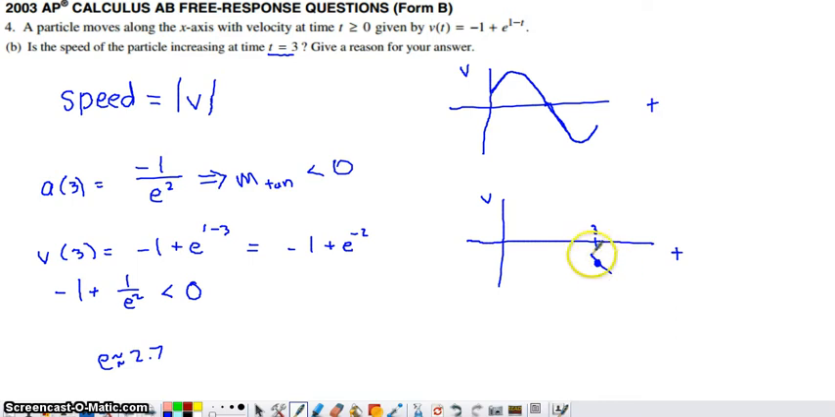And on this little piece of the graph, isn't velocity getting further from 0, further from the t-axis? So because of that, our speed is increasing. So is the speed of the particle increasing? Yes. And I'm not going to take the time to write out the reason, but the reason is that the velocity graph is moving further from 0 at that t-value. And it has to do with both velocity arguments and acceleration arguments combined to answer the question about speed.